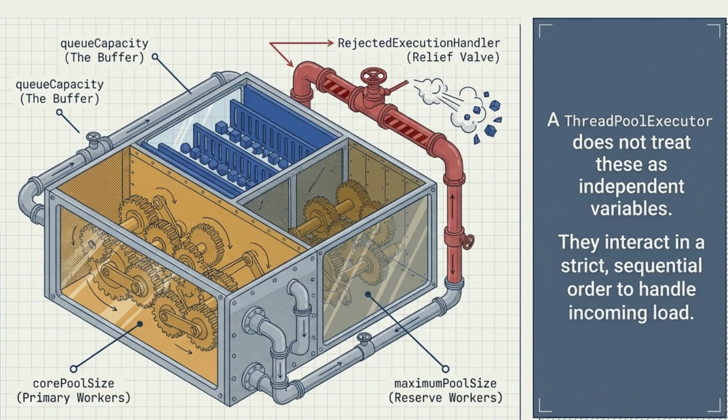If tasks arrive and you have fewer than the core number of workers currently running, the executor will always prioritize creating new workers to handle them. So if your core pool size is 2 and 2 tasks arrive, the executor spins up 2 OS threads to process them immediately. Yep, no waiting.